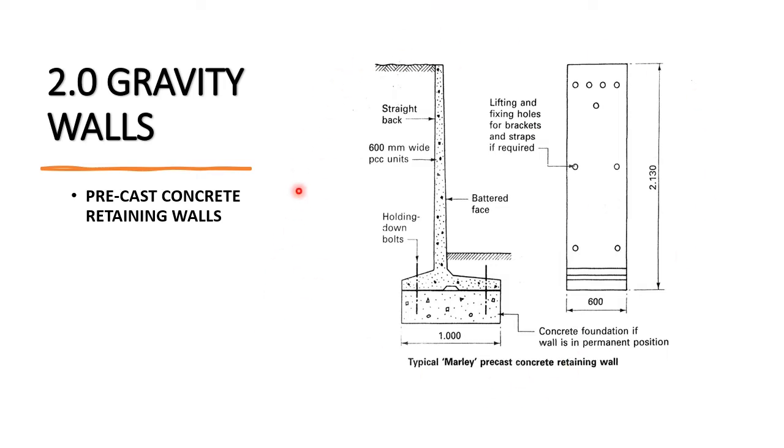This is the typical cross-section area of precast concrete retaining wall. As you can see, this wall, horizontal part dia a little bit battered, senget sikit. And kalau dia permanent structure, kita akan fix holding down bolts lah pada foundation. And sebab dia adalah precast concrete retaining wall, so lifting nak fix is required, jadi kena ada holes lah untuk letak brackets and so on, so that kita boleh lift dia and fix dia to the location yang kita nak.